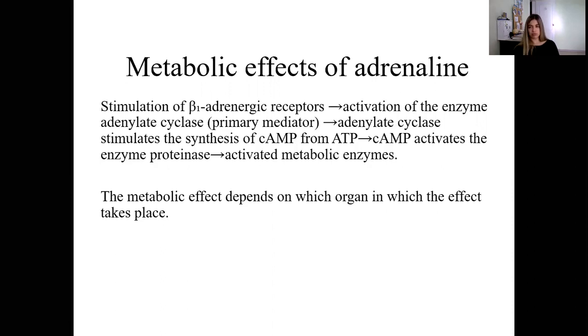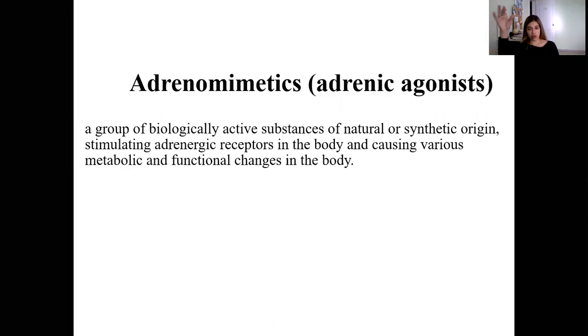So different metabolism changes can be, for example, as we discussed, in the liver, increased glycogenolysis. In the adipose tissue, it will be increased lipolysis, yes. In the juxtaglomerular cells, it will be increased renin production. So different metabolic effects depending on the cell which we affect. Okay, this all was about the natural norepinephrine and epinephrine, the stimulants of adrenergic receptors.